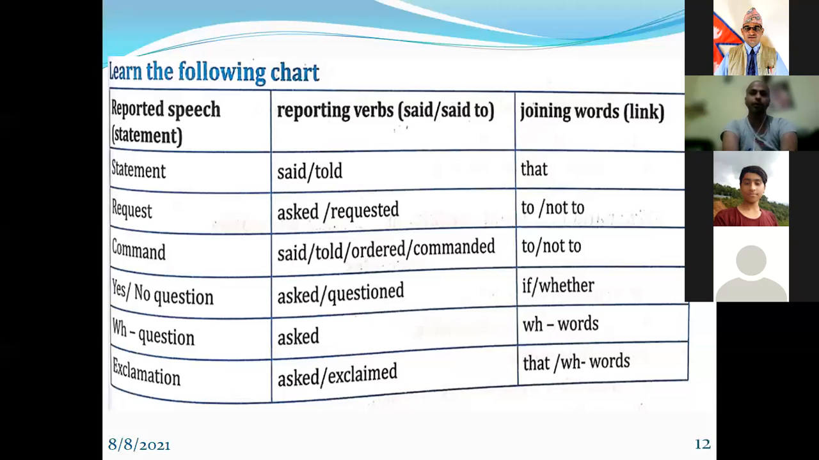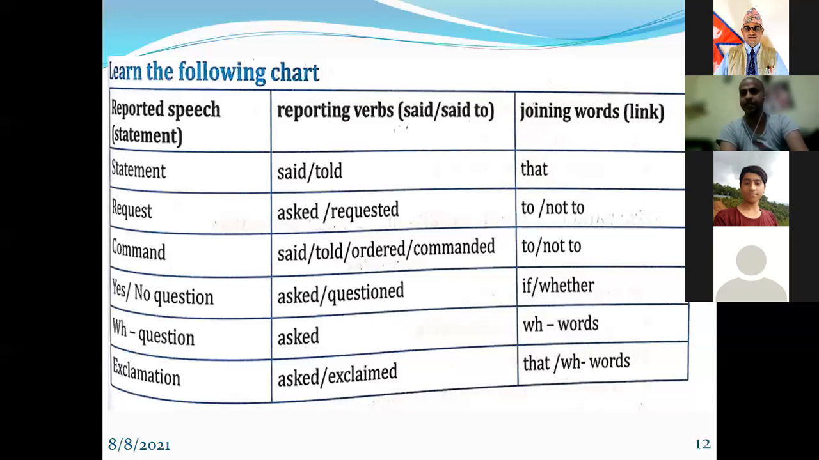It's a photograph from one of your grammar books. I have taken a photograph from one of your grammar books and inserted it here. So learn the following chart. Reported speech of statement. A statement contains said or said to, and that said is changed or written as said. If there is said to, we write told. The linking word is that for the statements.